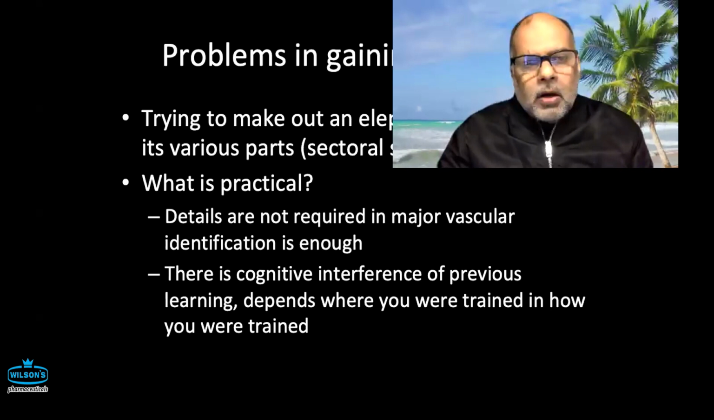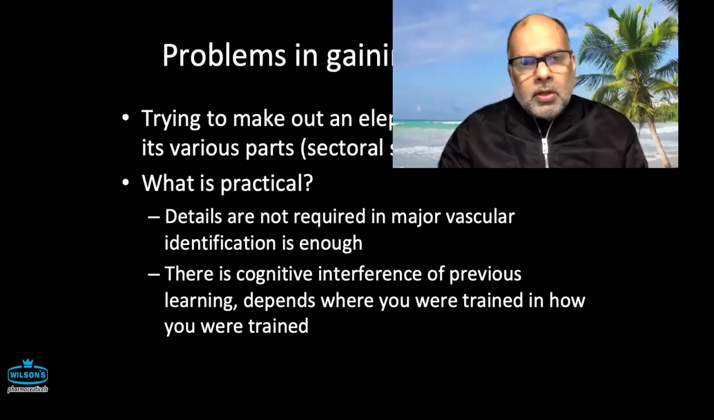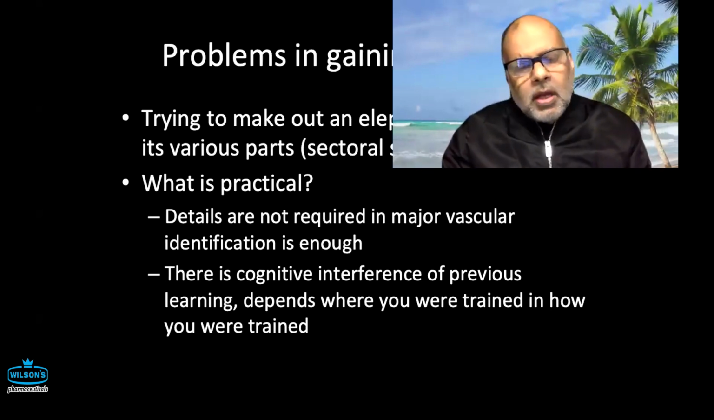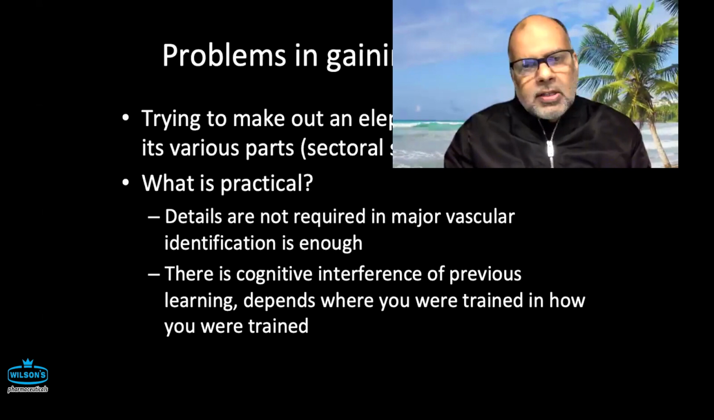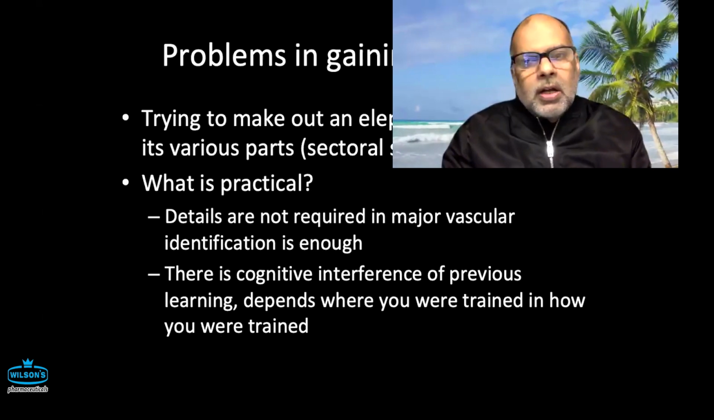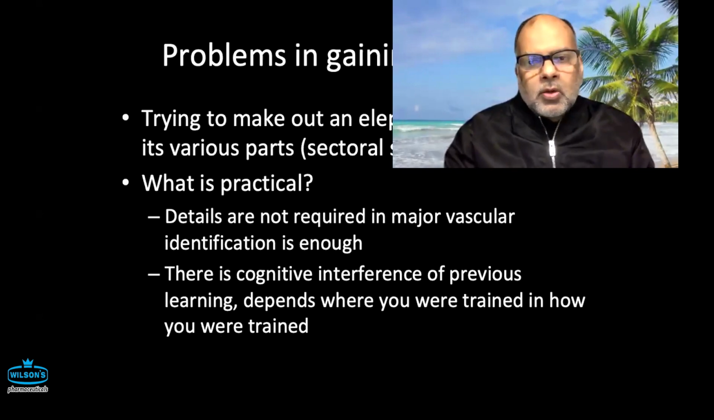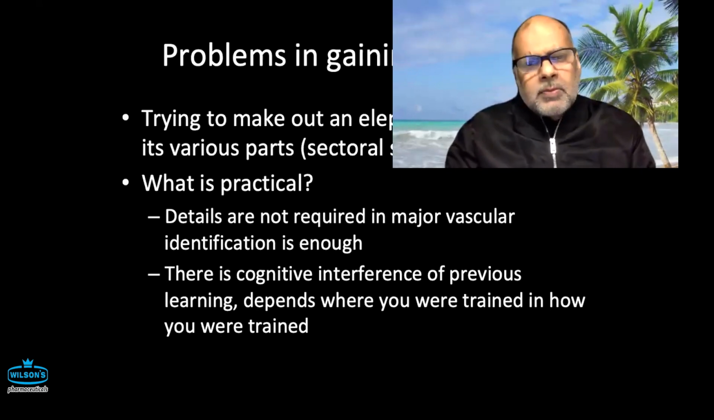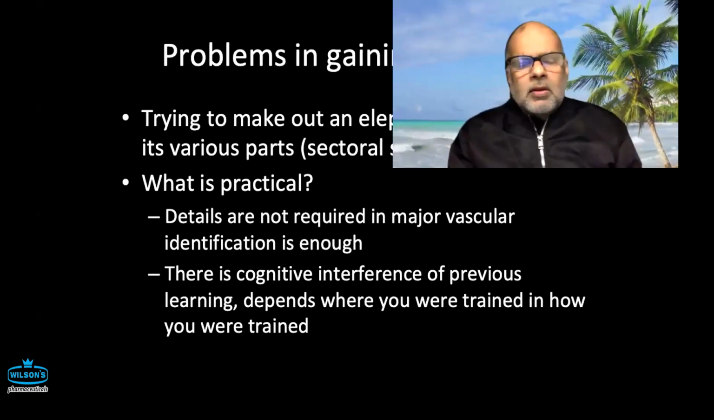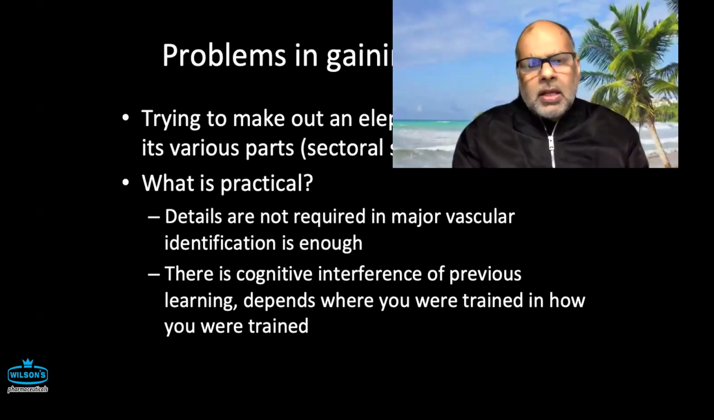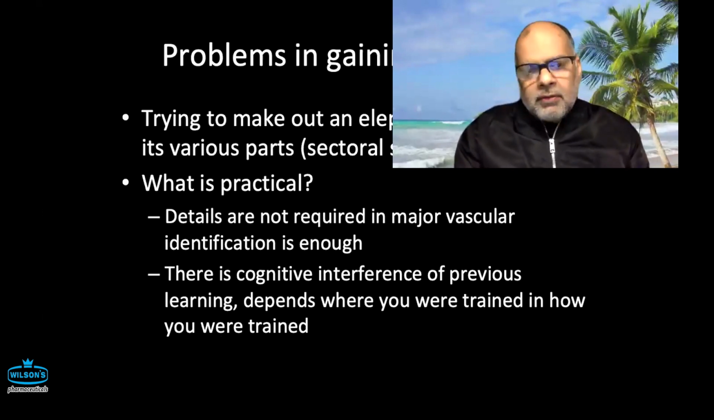Okay, so why is there a problem in linear EUS? It's not a complete scanning. One looks at these different images and you have to see part of it, and you have to reconstruct a whole picture out of this sectoral scanning. So what is practical when you're doing the EUS is that too much detail is not required. Major vascular identification is enough.